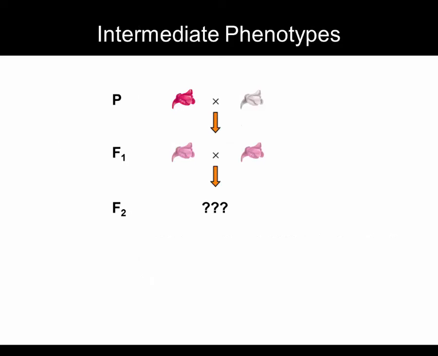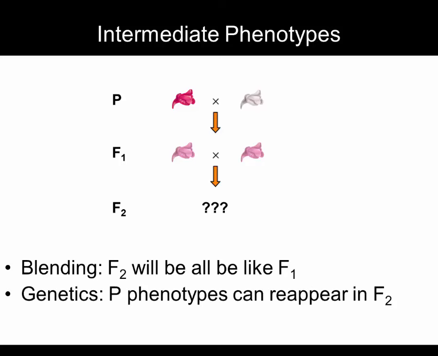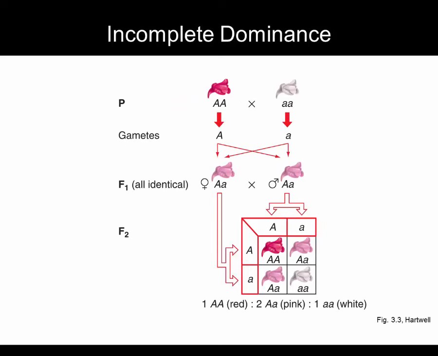Here's a situation that looks oddly like the blending concept we talked about at the beginning of the course. We start with true breeding red and white flowers, and when we cross them, we get a generation of entirely pink flowers. Neither color appears to be dominant. However, blending would predict that this intermediate phenotype would be stable in the next generation, while genetics tells us that P phenotypes can reappear. And looking at the F2, we indeed see half of this generation has the phenotype of one of the P generation plants. This makes sense based on the genetics we already know.